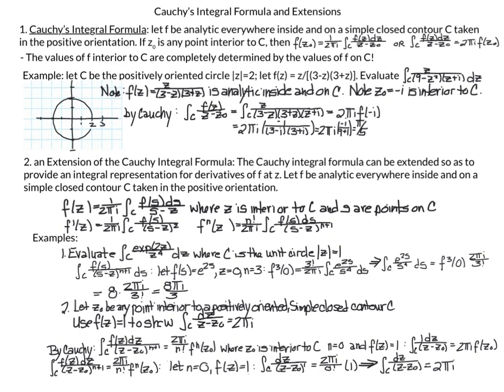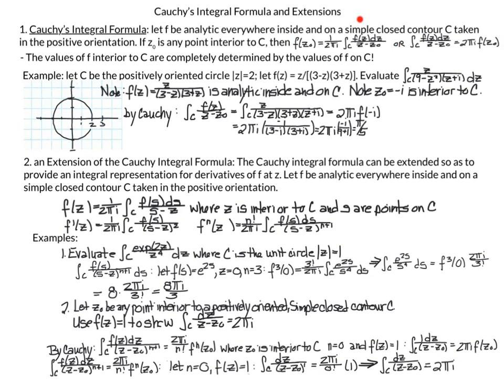First, we will go over Cauchy's integral formula, which says if f is analytic everywhere inside and on a simple closed contour C taken in the positive orientation, and if z naught is any point interior to C, then f evaluated at z naught is equal to 1 over 2 pi i, the closed contour integral over C of f of z with respect to dz, over z minus z naught. We can also rearrange the terms algebraically to get this form of the Cauchy integral formula.